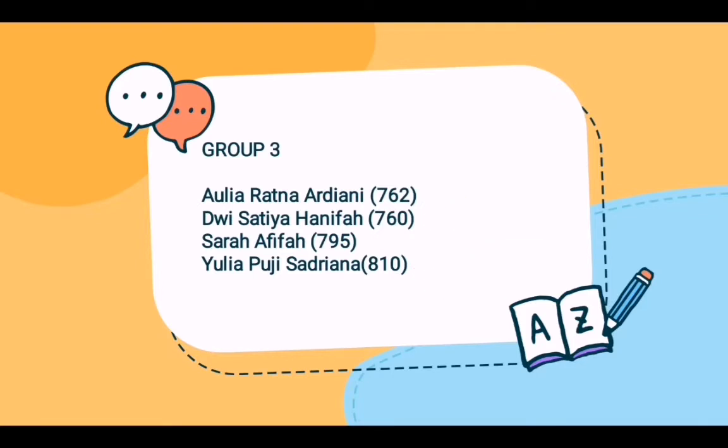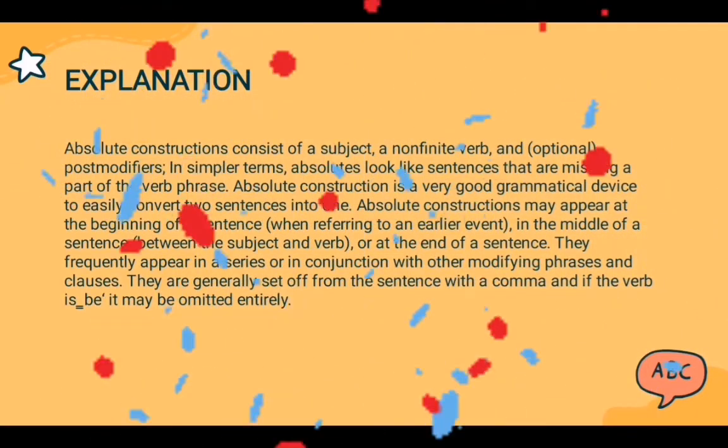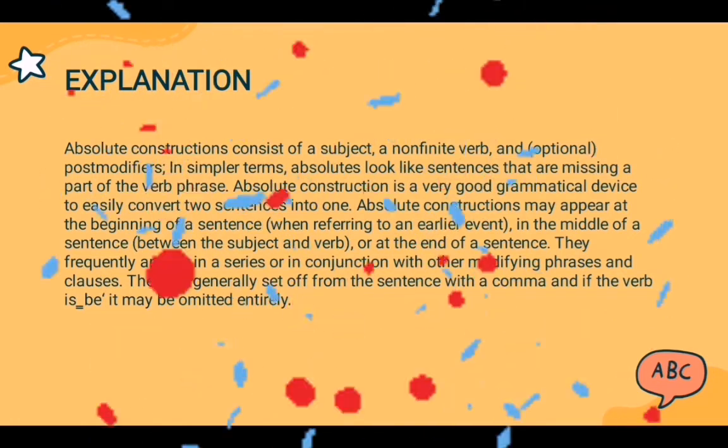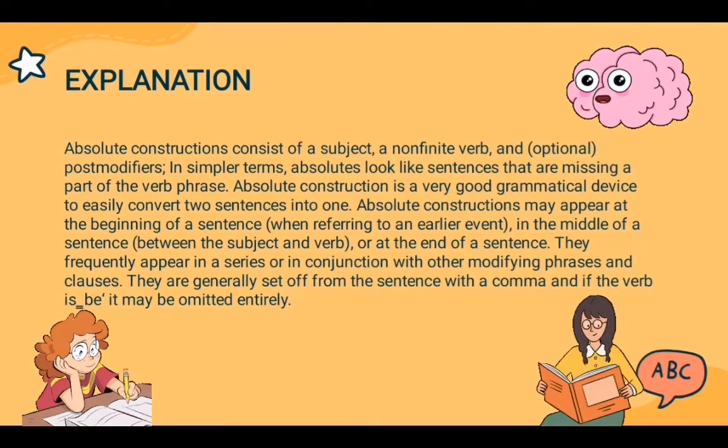Okay, so today we are going to explain about absolute construction. Absolute constructions consist of a subject, a non-finite verb, and optional post modifiers. Or we can say in simpler terms, absolutes look like sentences that are missing a part of the verb phrase. Absolute construction is a very good grammatical device to easily convert two sentences into one.